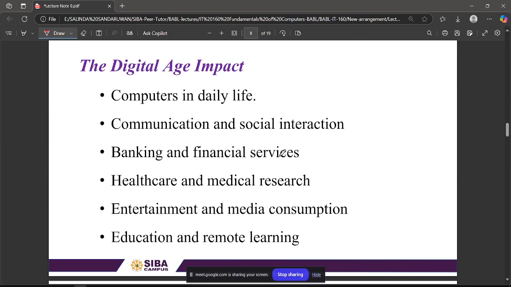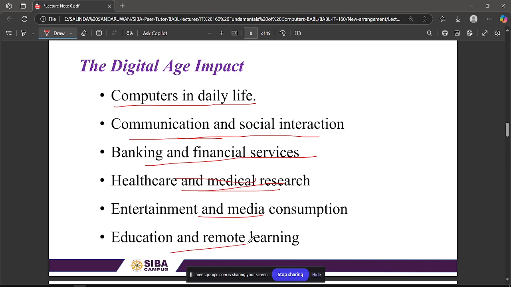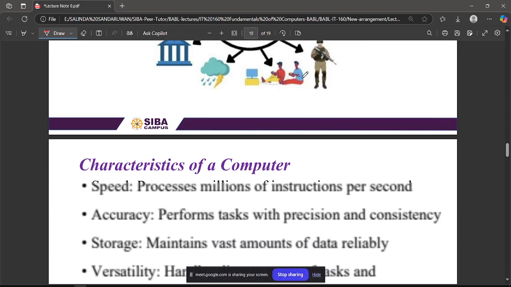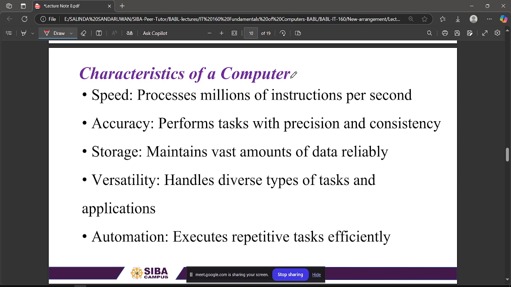And nowadays, almost everything we do in day-to-day life involves computers: communication, financial services, research, entertainment, education, so many things. So if someone asks, you should be able to give examples. Here this is an important thing.